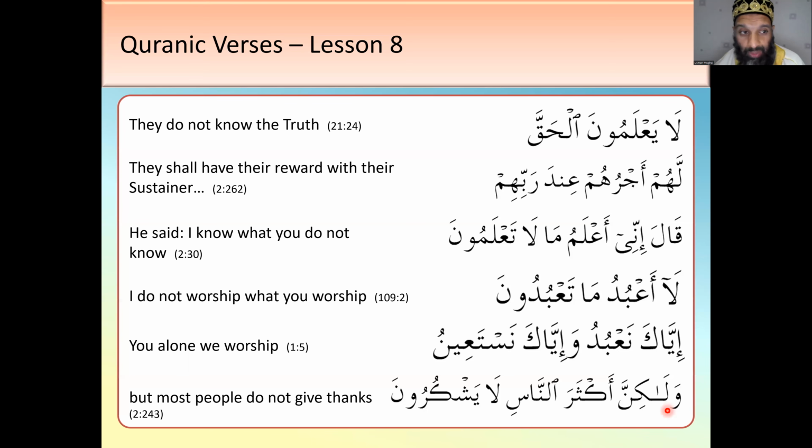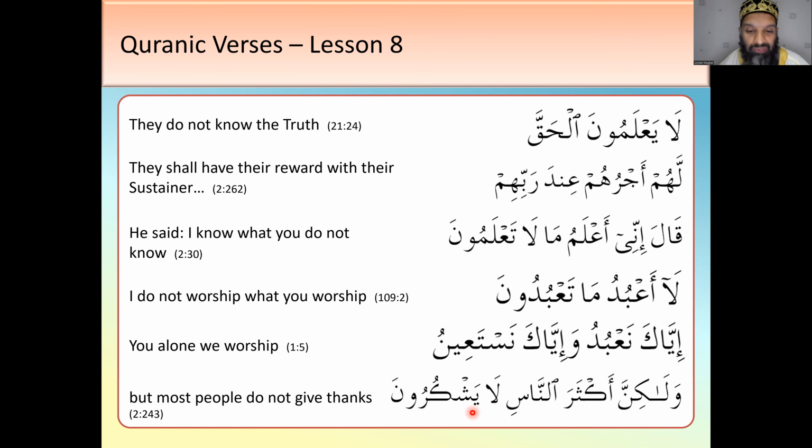Next one. Walakinna. In Urdu, it's lekin, right? You know what lekin means? It's the same word. Walakinna, lekin. Lekin means but. So, but, right? Akthar an-nas. You know, kathir means a lot, yeah? Kathir. And you can see kathara in there, kaf, tha, and ra, which is talking about increase. So akthar has got something to do with increase, yeah? Something to do with a lot. Okay. And akthar means most. Annasi, of the people. La, not.